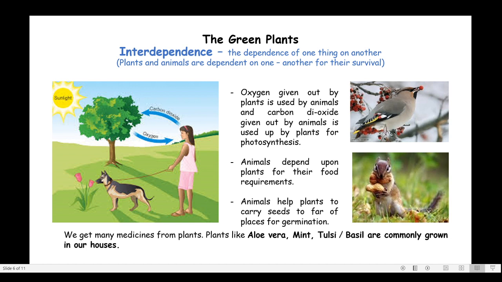All of you know these common names: aloe vera, mint, tulsi, or basil. All are commonly grown in your house, right? So these are all medicinal plants. So what is the new term here? The new term is interdependence. That is, we are dependent on each other, right? This is a give and take arrangement, no?